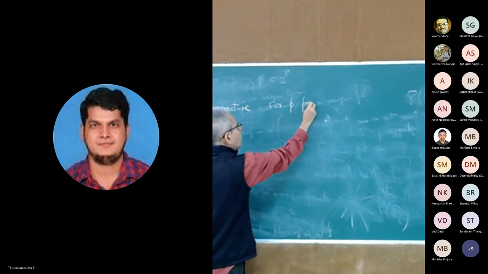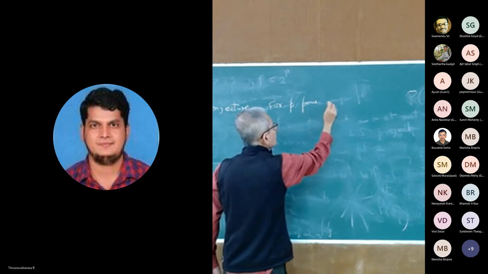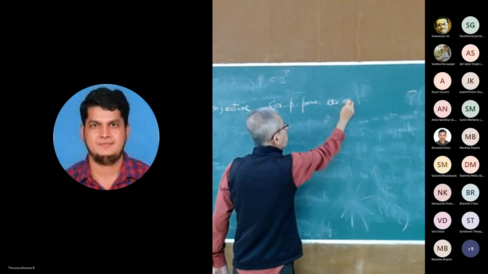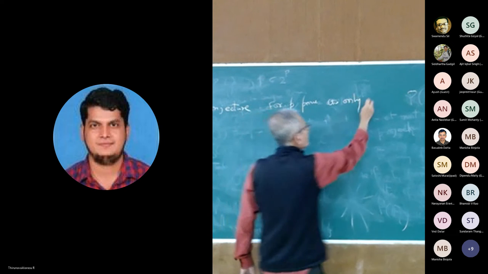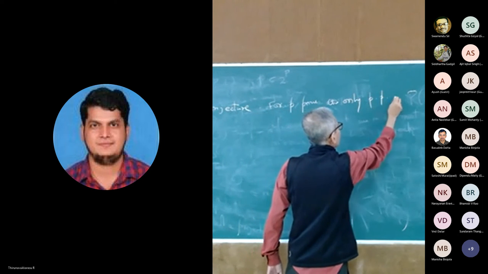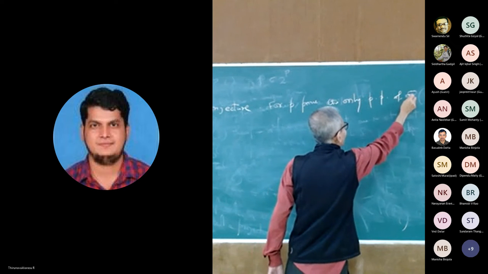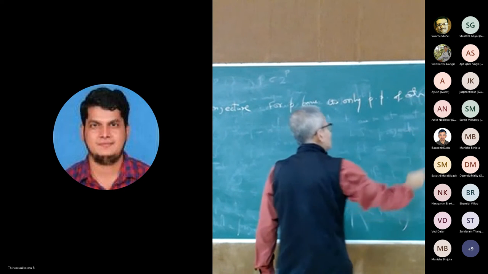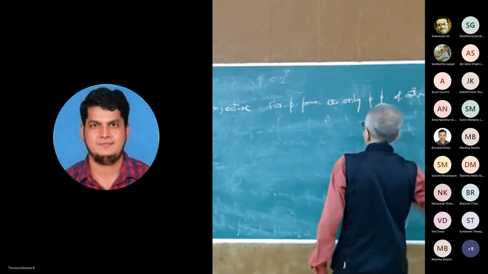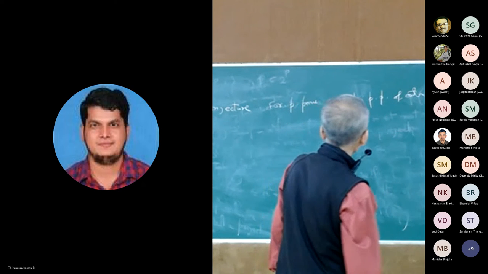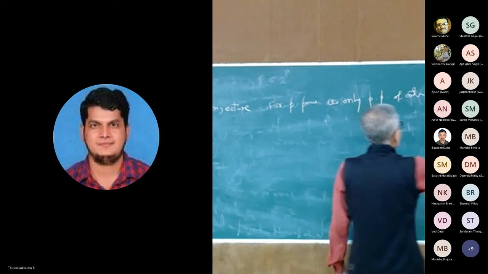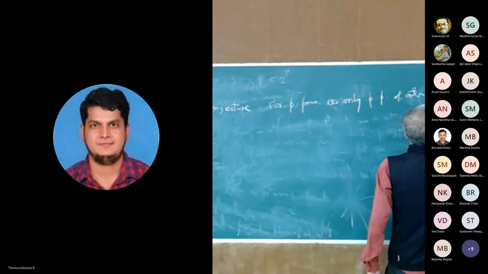If p is a prime, the only projective plane of order p, I'm sorry about that proliferation of p's, the only projective plane of order p is P of F_p.